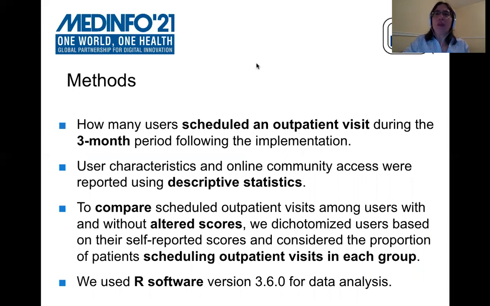To analyze whether users consider the recommendations of the virtual community, we analyze how many users schedule an outpatient visit during the 3-month period following the implementation of the virtual community. User characteristics and online community access were reported using descriptive statistics, and to compare scheduled outpatient visits among users with and without altered scores, we dichotomized users based on their self-reported scores and considered the proportion of patients scheduling outpatient visits in each group.